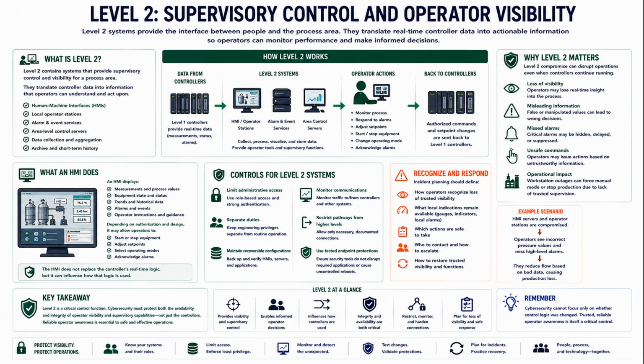Incident planning should define how operators recognize loss of trusted visibility, what local indications remain, and which actions are safe. Level 2 shows why cybersecurity cannot focus only on whether control logic was changed. Reliable operator awareness is itself a critical control function.